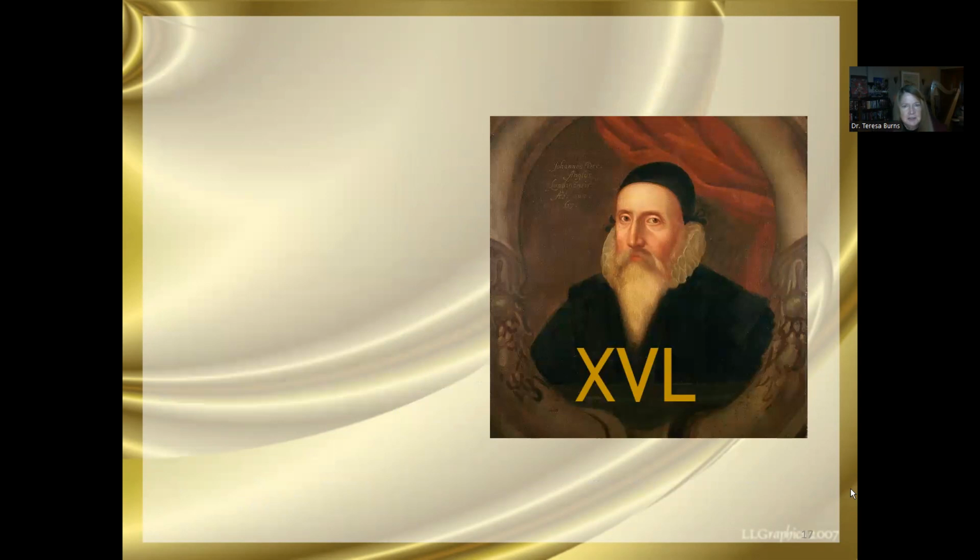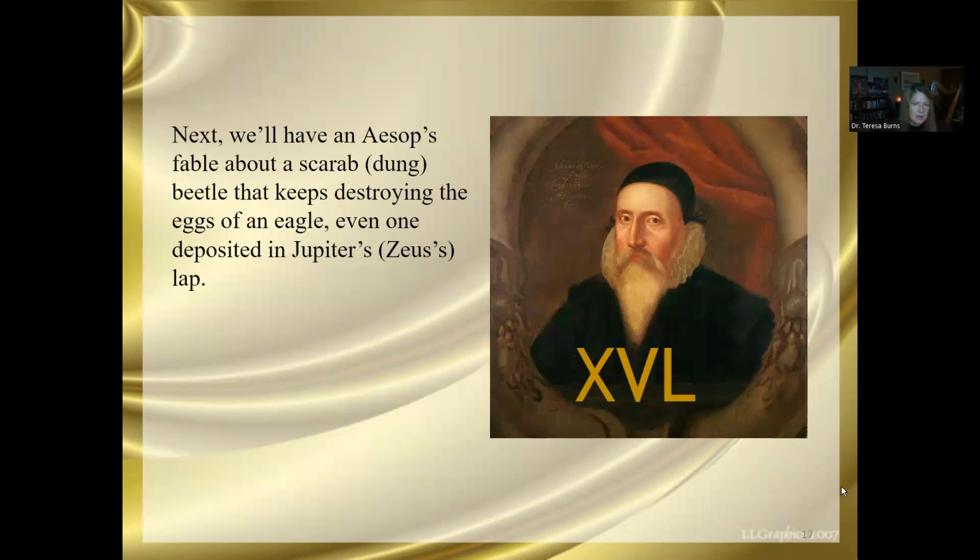All right, so once you know to do the LVX sign backwards and what all of his references have meant in Theorem 16 and 17, you can then go back to 12 and 13 and solve the riddle of the egg. So we're going to move on to the next part of this. What do we have waiting for you here? Well, we'll have an Aesop's fable about a scarab or dung beetle that keeps destroying the eggs of an eagle, even one deposited in Jupiter or Zeus's lap.